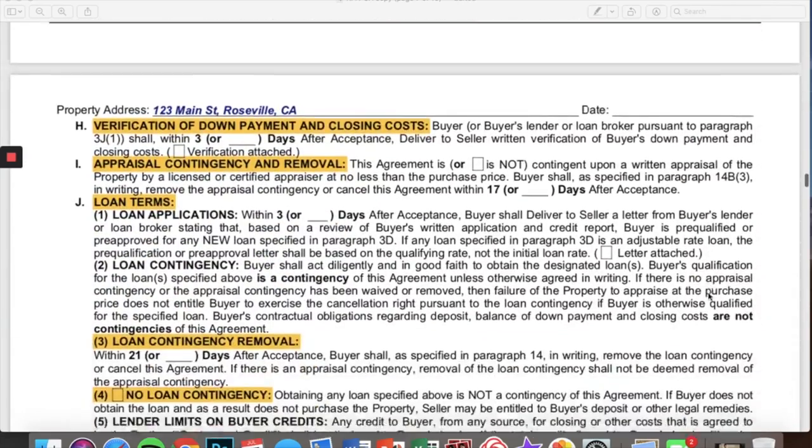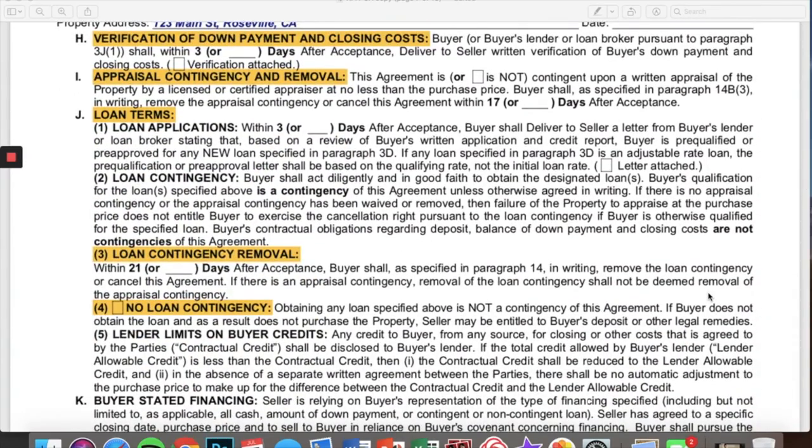So on to the next page. This page consists of the verification of down payment and closing costs, appraisal contingency and removal, loan terms, loan contingency removal, and the option to remove either of those contingencies from the agreement.